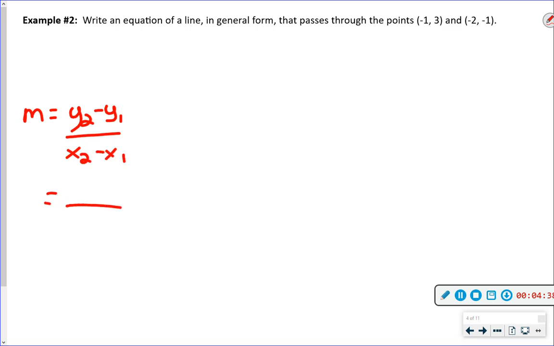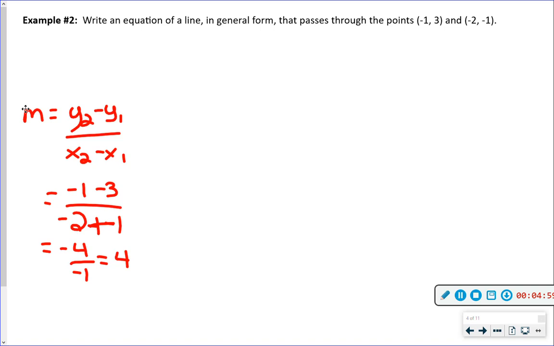You know how to do slope. I just put the formula on there for a reminder. So y2, negative 1, minus y1, over x2, my second x, minus the first x. So I've got negative 4 on the top, negative 1 on the bottom. Let's put it as 4.